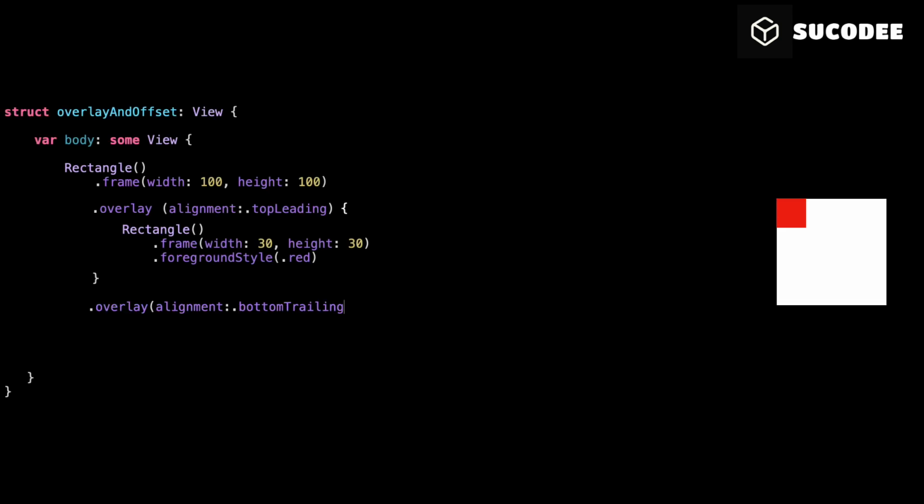The nice thing about overlays, you can add more than one. Here I've added one red rectangle in the top left and another green rectangle in the bottom right. Each overlay has its own alignment, and they stack on top of the original shape. This is a clean way to layer views without using a ZStack. And because each overlay is isolated, it's easier to control their position and style.